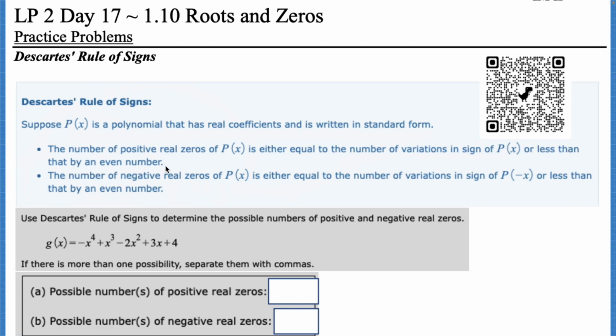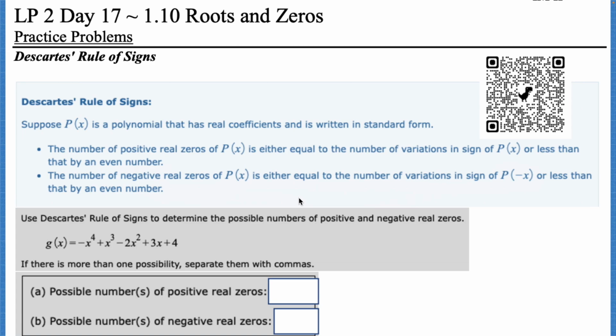And then it's the same idea for the negative. The number of negative real zeros of the function is either equal to the number of variations in sign of the function of negative x, the opposite of the function, where we flip all the signs, or less than that by an even number. So I think it's much easier to show you what that means than to try to talk through it anymore.